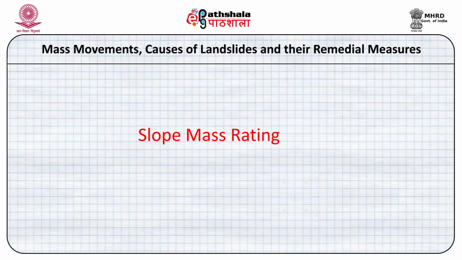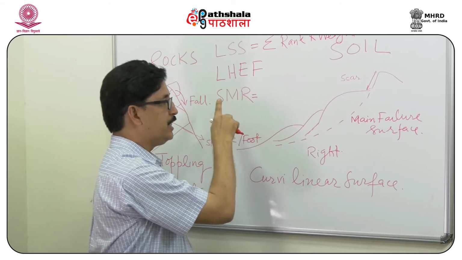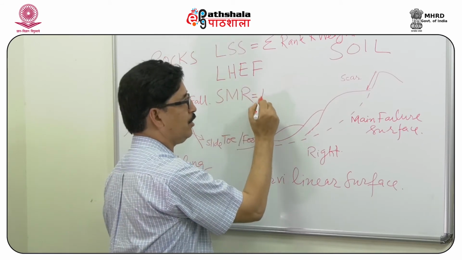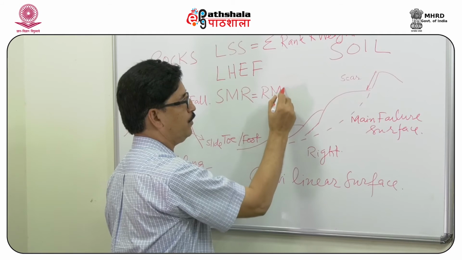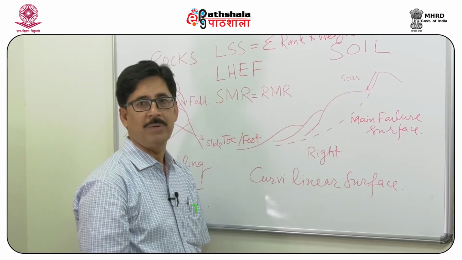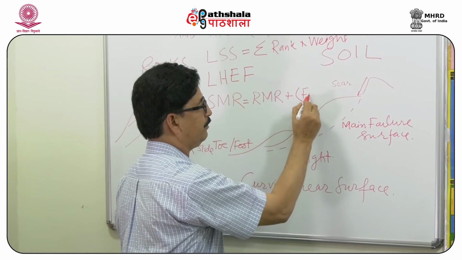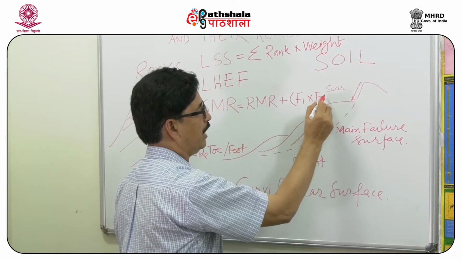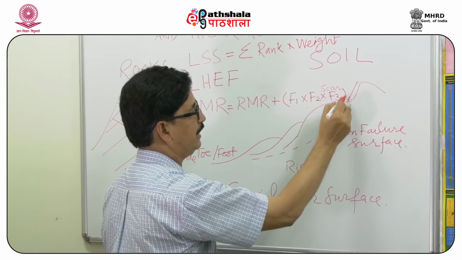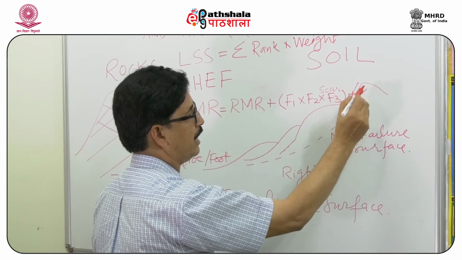Slope mass rating is an international method in which the rating is done on the basis of first calculating the rock mass rating, that is RMR, plus 3 different factors F1, F2 and F3, plus F4.